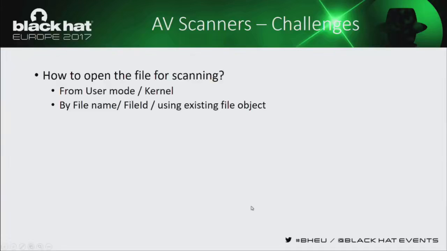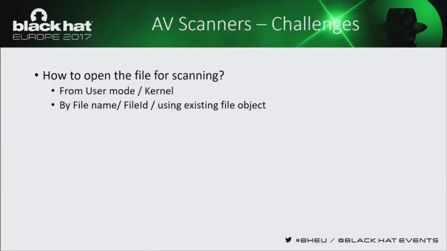So before we go further and see some examples of how antivirus works, let's discuss what should be done once the execution is intercepted. So antivirus has to scan the file and decide if it's malicious or not. The scanning can be done either from user mode or from kernel or from any combination of the two. It's up to the AV vendor to decide how to scan the file.